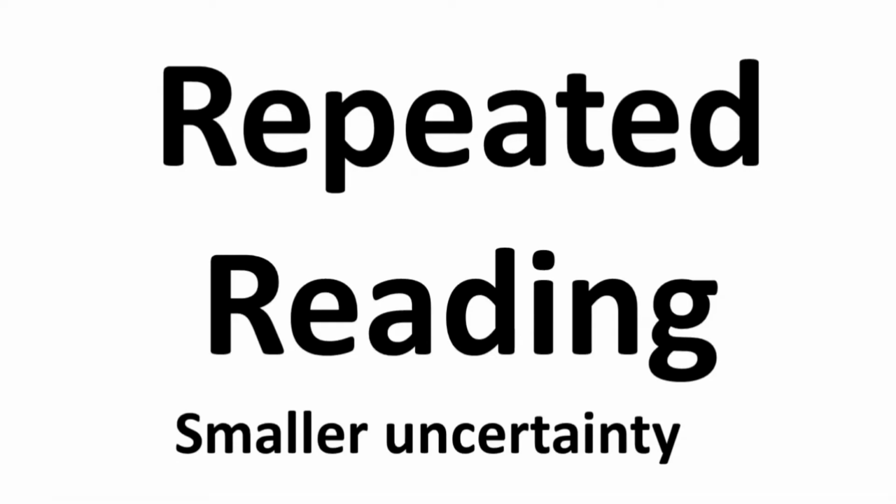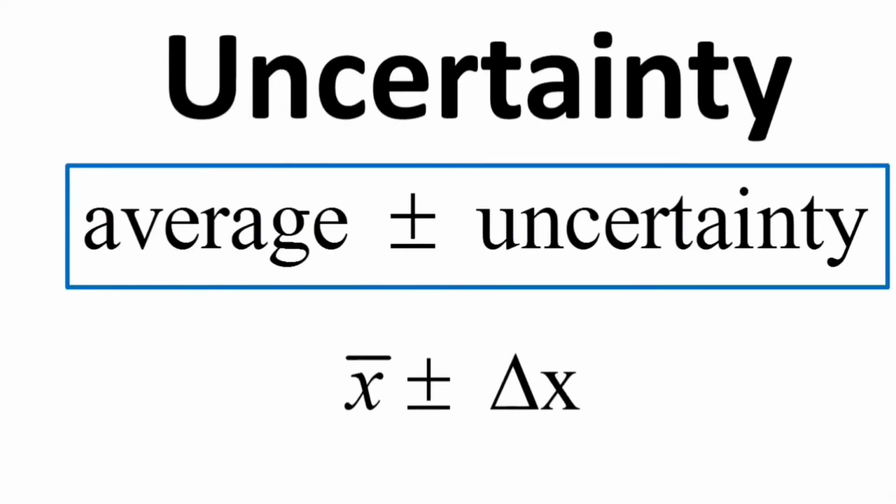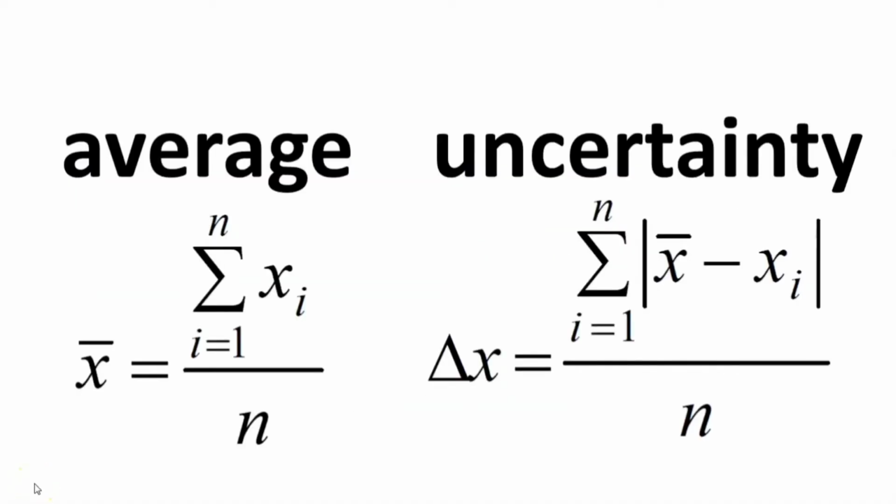Now we are at the repeated reading section. We want the uncertainty of the measurement to be small. In order to do that, we are going to do a repeated reading. In repeated reading measurement, the value of the measurement is the average value of the readings plus minus the uncertainty. These two formulas are going to be used to find the average value and the uncertainty of reading. I'm going to show you some examples on how to use these two formulas.